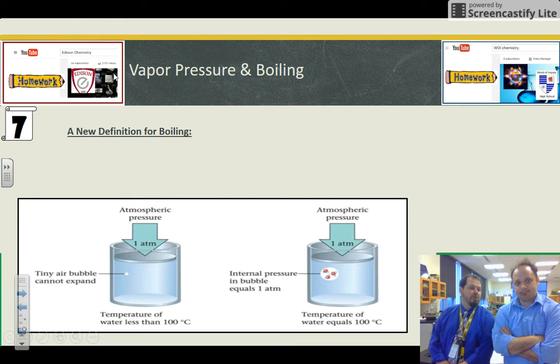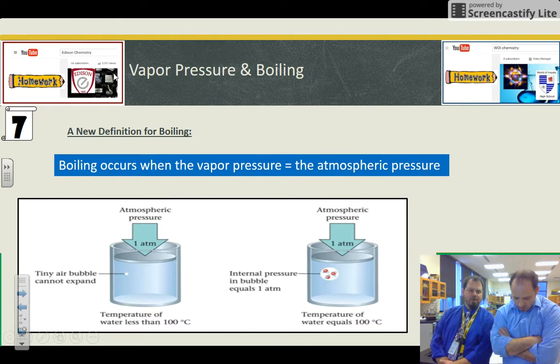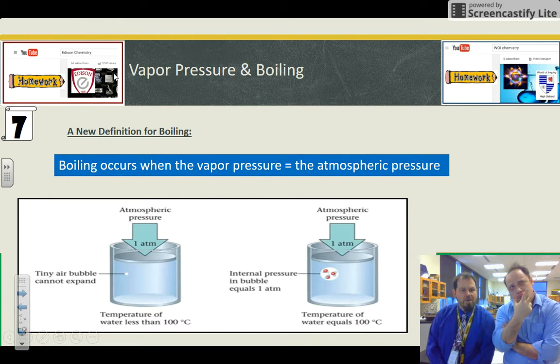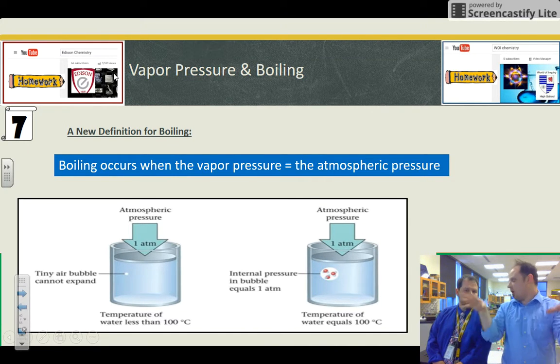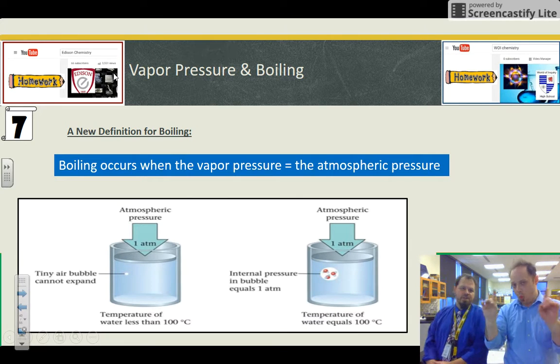Nope. So first, the new definition. Let's get right to it. Boiling only occurs when specifically the vapor pressure equals or exceeds the atmospheric pressure. And I like this picture because it shows you what these things are. The atmosphere is always pushing down. One atmosphere.